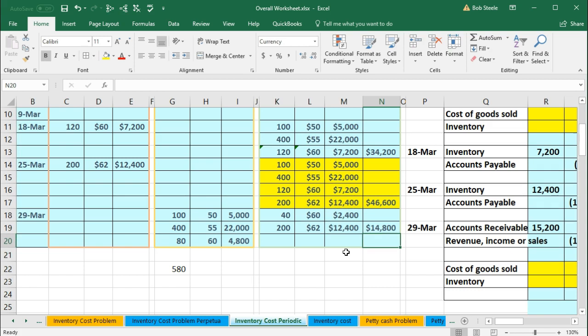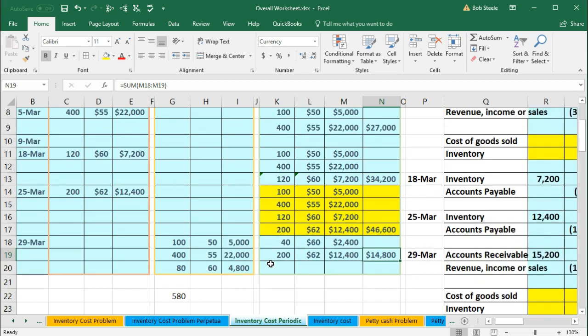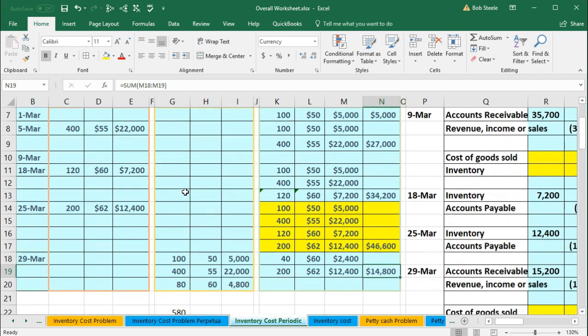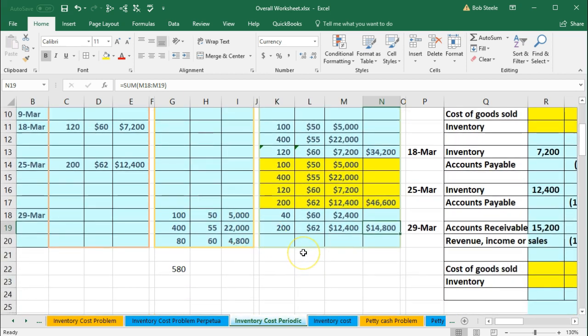So that's the two components. This is what we sold now. This is what we have left. This last piece is the periodic system, the key to the periodic system, and the fact that we're not recording anything in this cost column during the time period, only at the end of the time period, getting to this point at the end of the time.